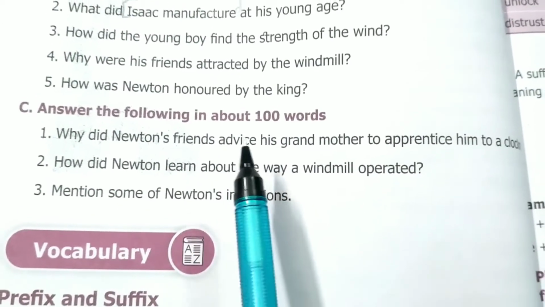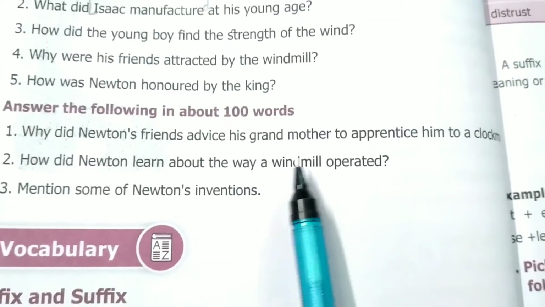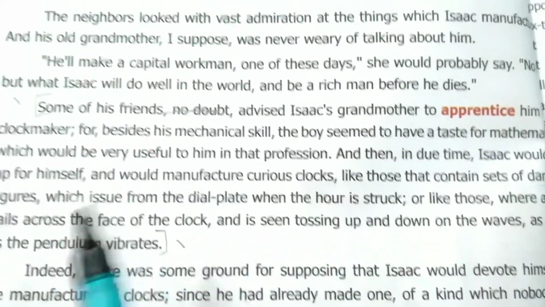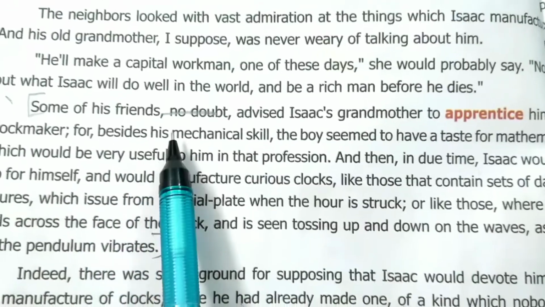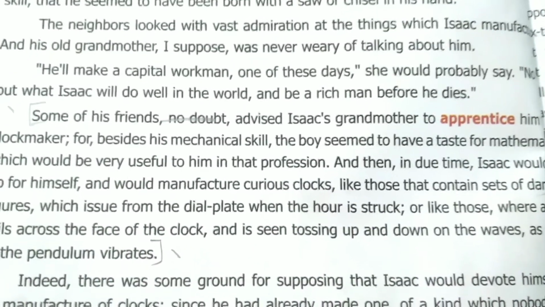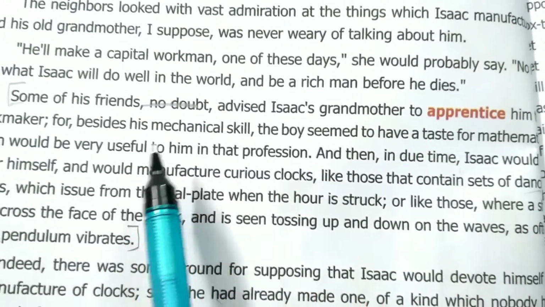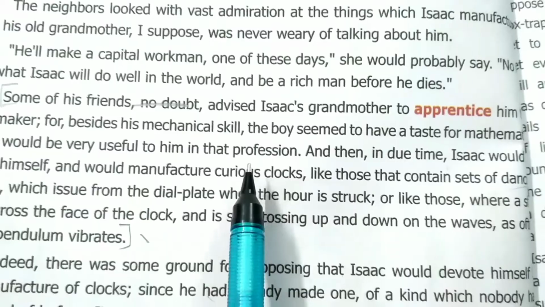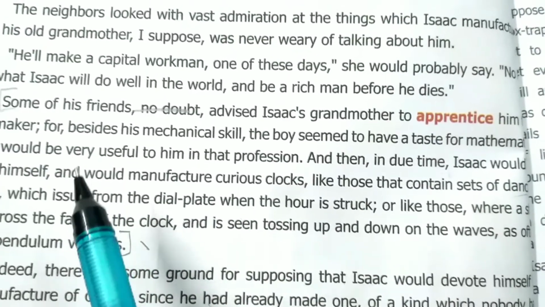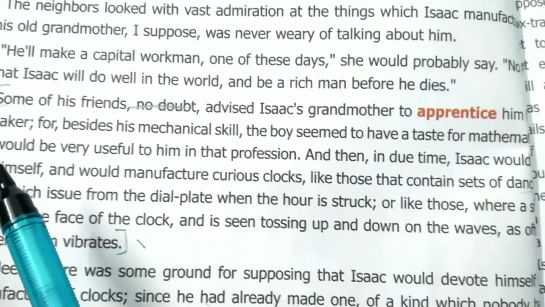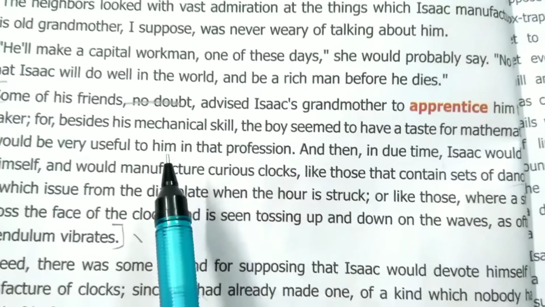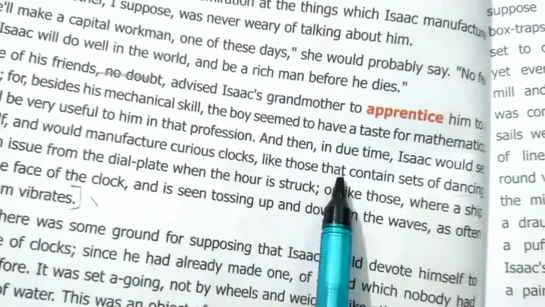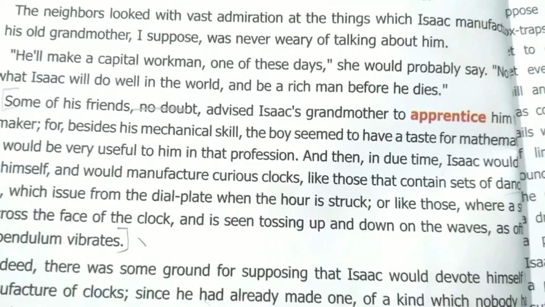Answer the following question in about 100 words. Why did Newton's friends advise his grandmother to apprentice him to a clockmaker? Since it is a paragraph question, you have to mark from here. Some of his friends advised Isaac's grandmother to apprentice him as a clockmaker. For besides his mechanical skill, the boy seemed to have a taste for mathematics, which would be very useful to him in the profession. So his friends advised that he be apprenticed as a clockmaker, as it would develop his mechanical skill and his taste for mathematics, useful for his calculations and his profession.